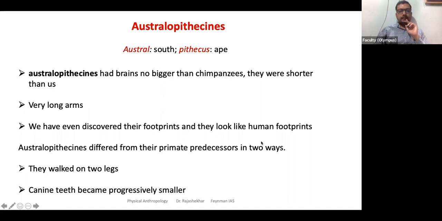And there is evidence that they probably had human-like footprints. Their footprints are there, and they look like human footprints, meaning they were probably already bipedal. In the image previously I was showing you that bipedalism might have started before them, right? So the footprints are more human-like and they were bipedal.